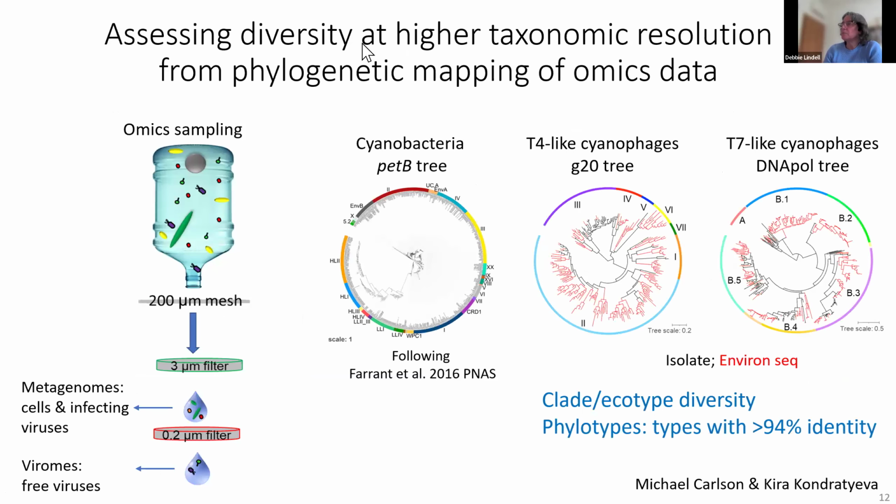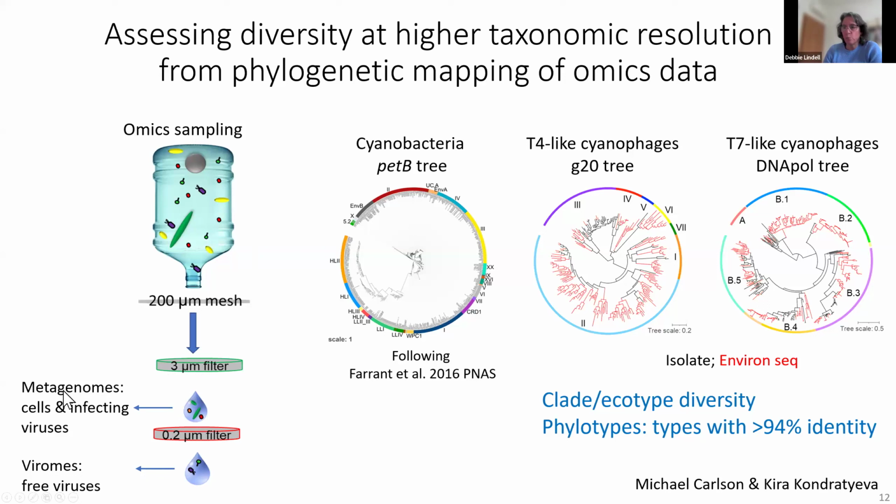Okay, so now let's transition to the next part of the talk. We want to look at the diversity of both the cyanobacteria and the cyanophages. And to do this, we're looking at metagenomics, first of the viral fraction, what we call the viromes, in the 0.2 micron fraction. And then we're also looking at viruses in the cellular fraction, in the 0.2 to 3 micron fraction, which are viruses that are infecting cells. And we're also looking at cellular diversity.